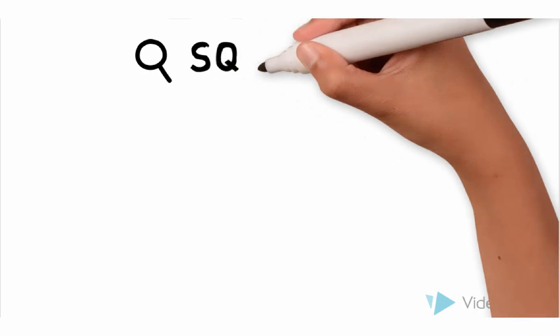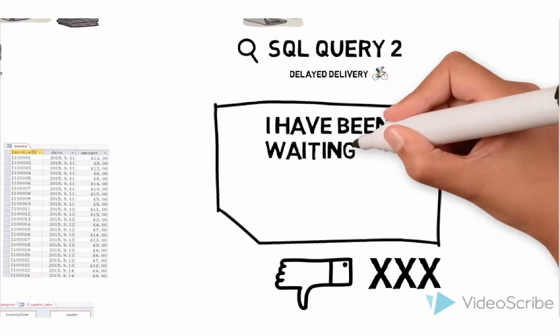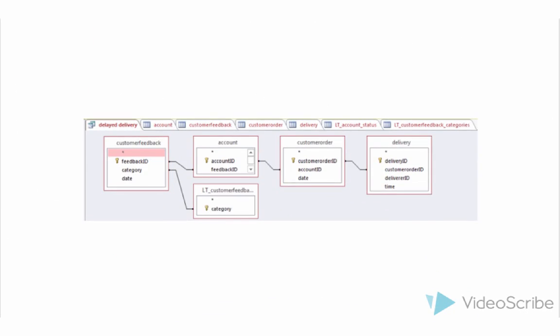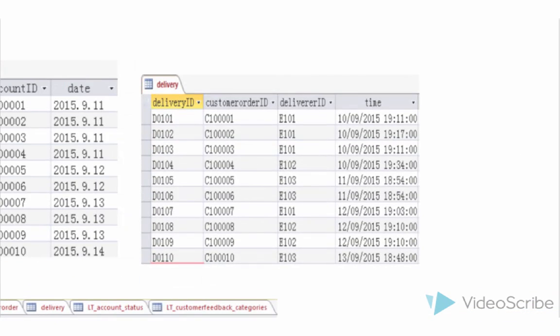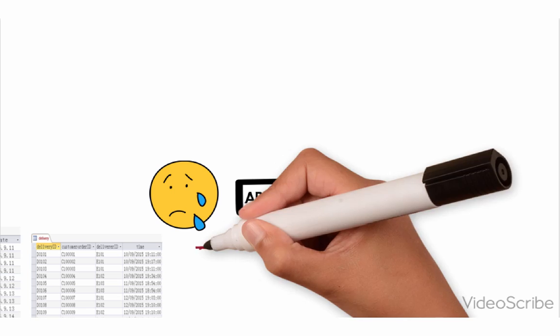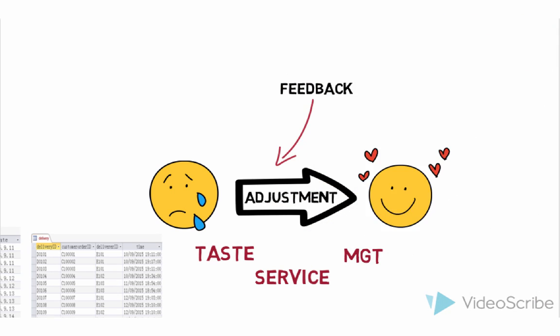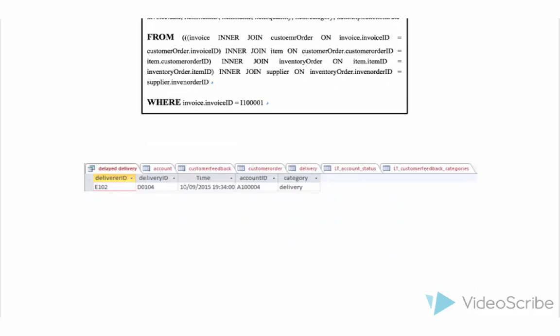Another example is about delayed delivery. When customers make comments on the feedback to complain about the late delivery, the manager can just type in the feedback ID, connect to account ID and customer order ID, and then the deliverer ID will come out. By using SQL, AYH can constantly adjust their taste, service, and management according to customer feedback and improve work efficiency. Here is the SQL query and access result.